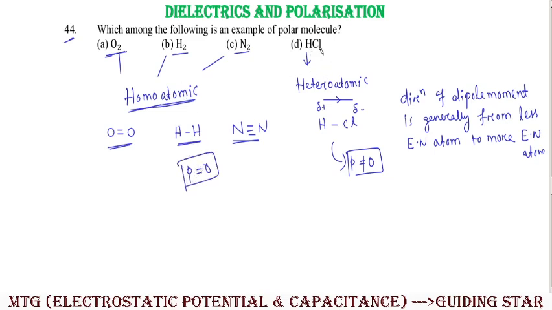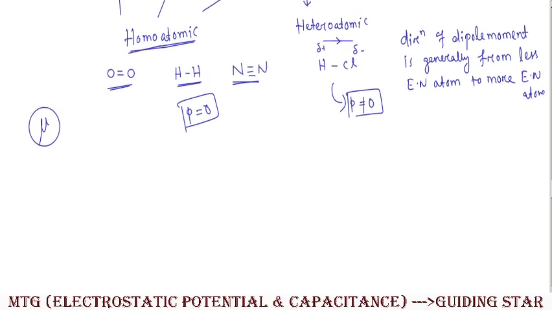Clear? So here HCl, which of the following will be polar? That means this hydrochloric acid will be a polar molecule. Clear? Remember from chemistry that we generally represent the dipole moment by the sign mu.